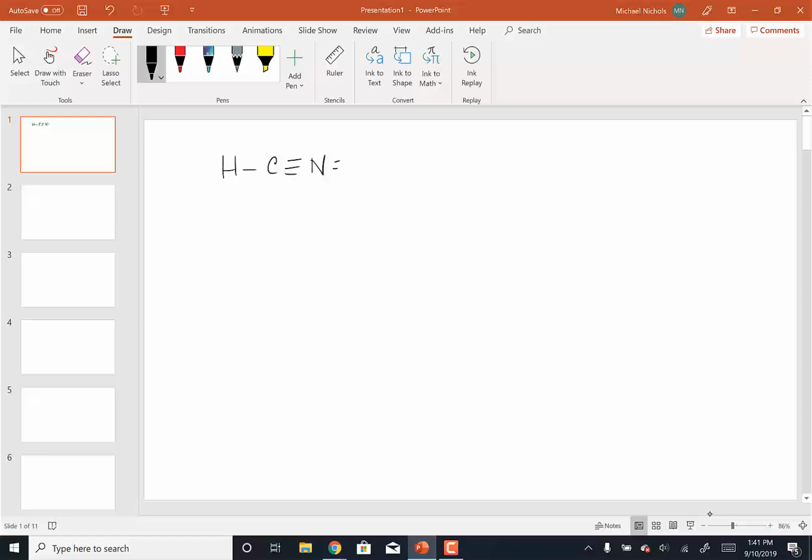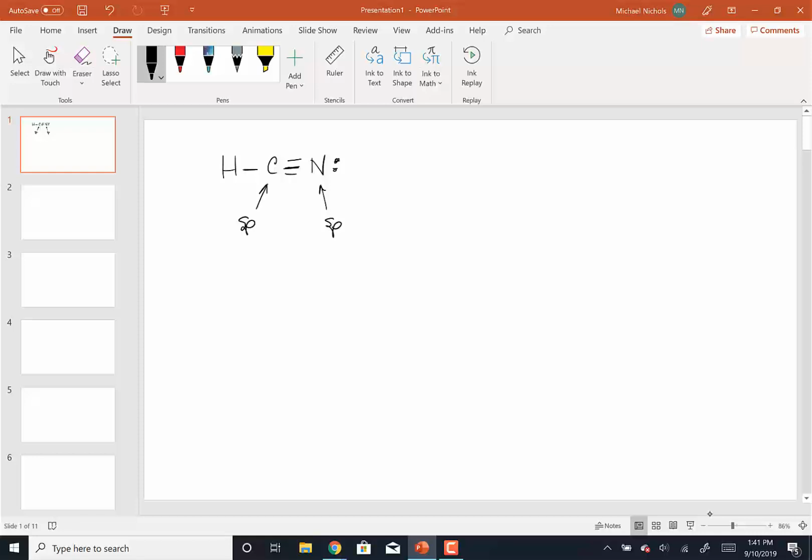So the first thing that we need to do is assign the hybridizations of the carbon and the nitrogen atom. If we're looking at carbon, carbon has two sigma bonds, no lone pairs, so it's going to be sp hybridized. For the nitrogen, it's got one lone pair and one sigma bond, so it's also going to be sp hybridized.